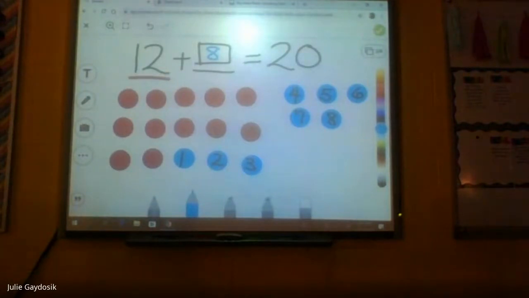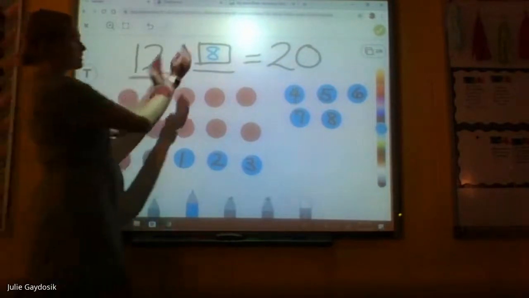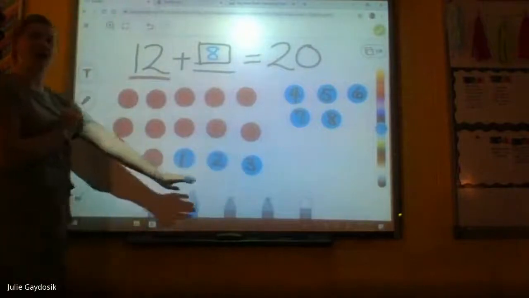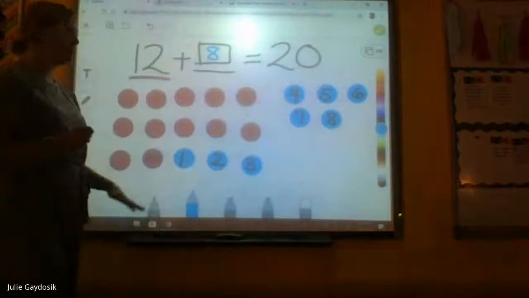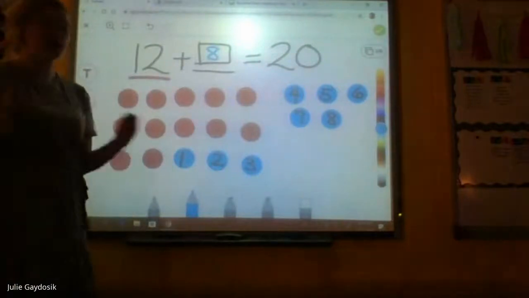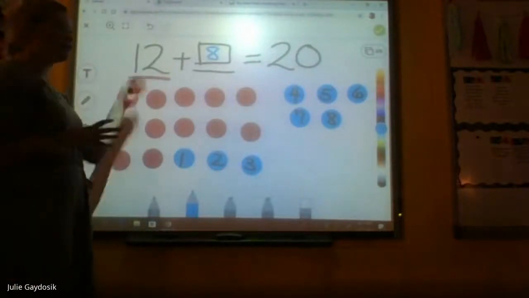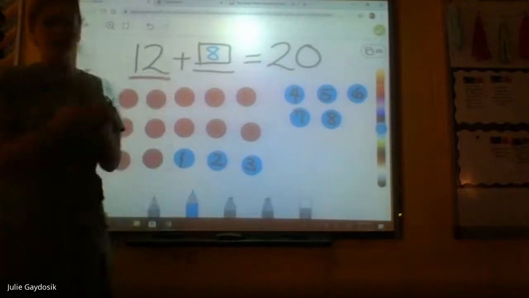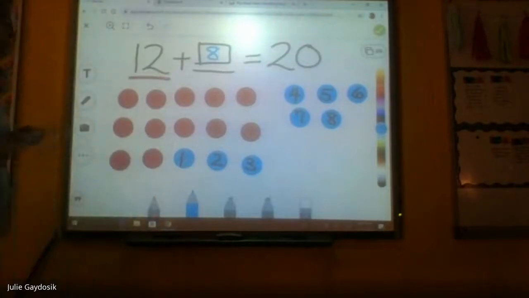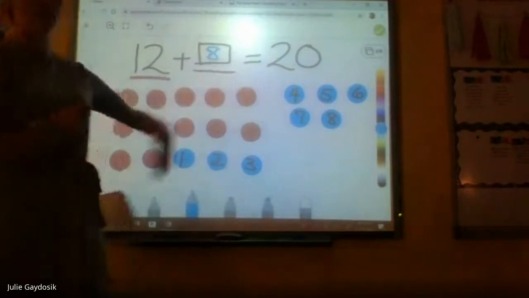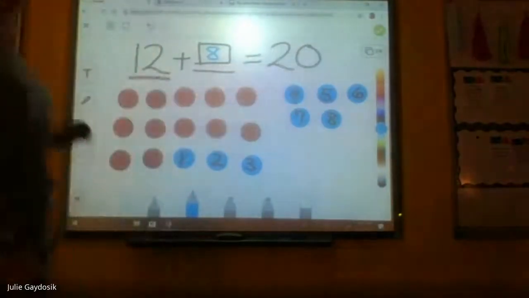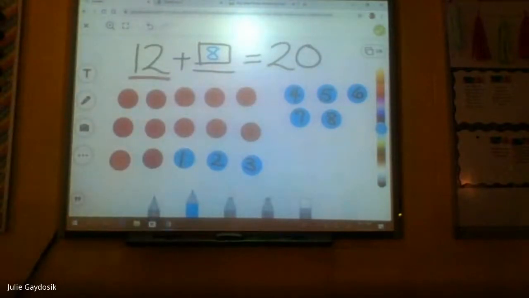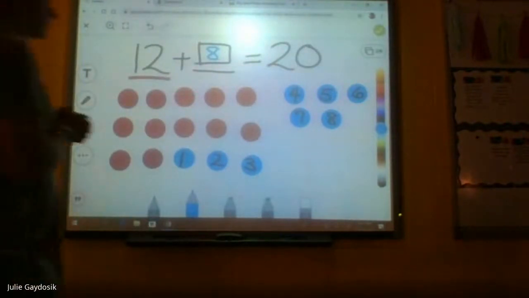So you should add something similar on your paper. You could have drawn circles for the number 12. You could have drawn squares for this number of what you're adding on, but you want to keep them separate. So you want to make sure that they're either two different colors, or you do big circles for the first number and little circles for the second number. Because as we start getting into higher numbers, we're not going to be doing circles. We're going to be doing more open number line, base 10 blocks, that kind of thing.